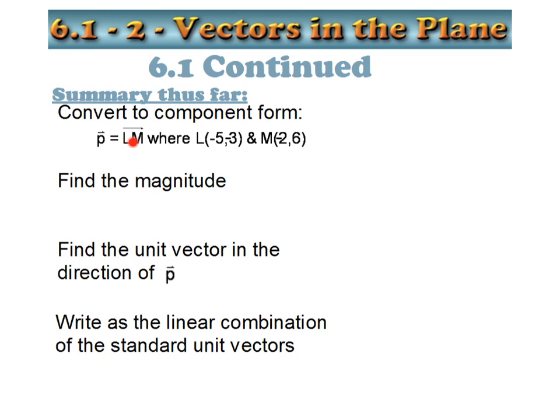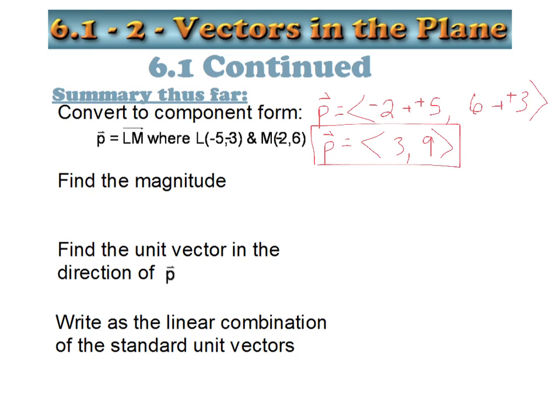It's a vector that goes from L to M. Can we turn this into a vector in component form? Remember, your formula for that is to take x2 minus x1. I'd have -2 minus -5. And then I do the same thing with the y's, 6 minus -3. The order you did that in is important to remember because it has to do with the direction it's going. This vector p in component form would be 3, 9.